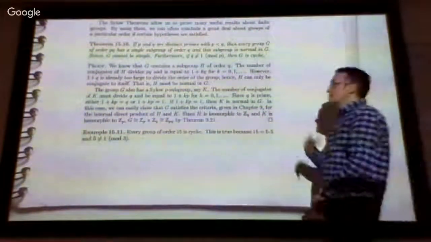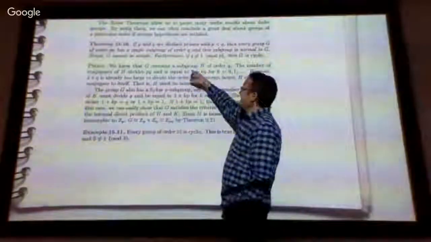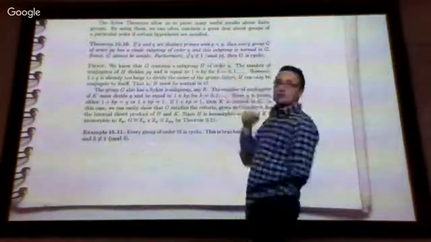And it says, well, we now know, it claims, from the Sylow theory, that it has a single subgroup of order q. And this subgroup is normal in G. So how do we argue with that? Well, the first Sylow theorem tells us it has at least one subgroup H of order q. Yeah, it's a Sylow q subgroup.